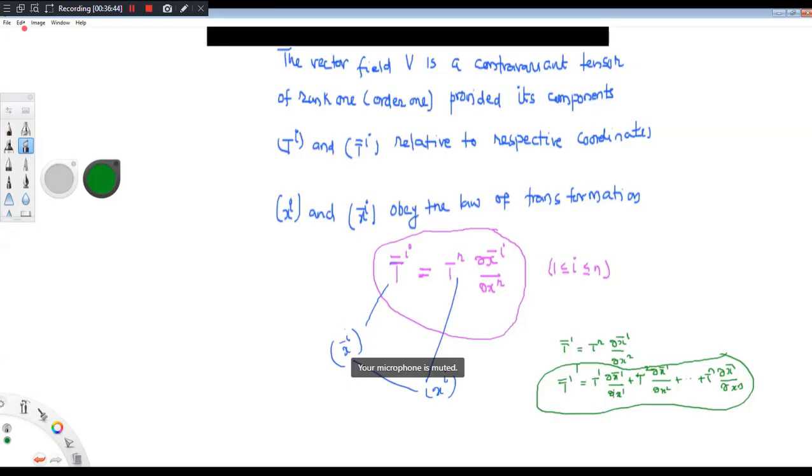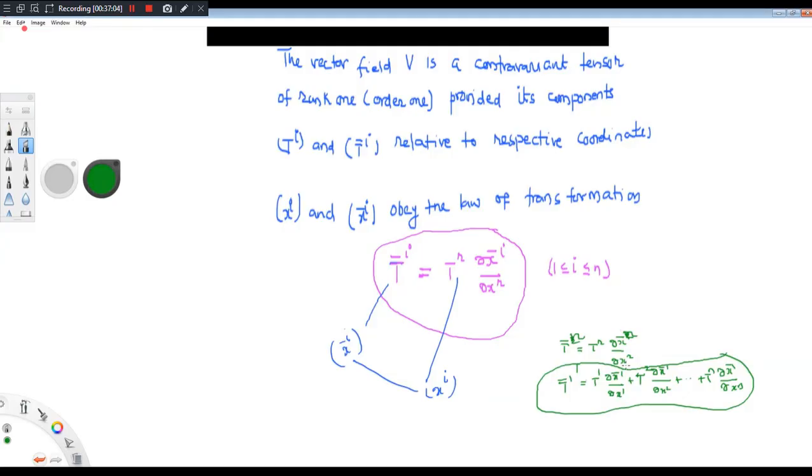So this is the meaning of T bar. Similarly, you can write T bar 2. What will T bar 2 be? Here 2 will come, here 2 will come. So you will get a similar thing. You can also do T bar n; here n will come, here n will come. A quantity which is transforming according to this law, we call it a contravariant tensor.